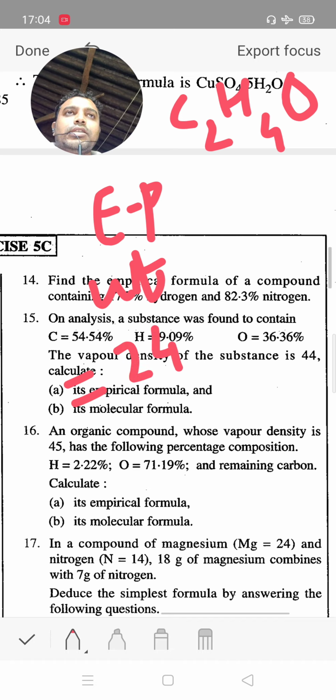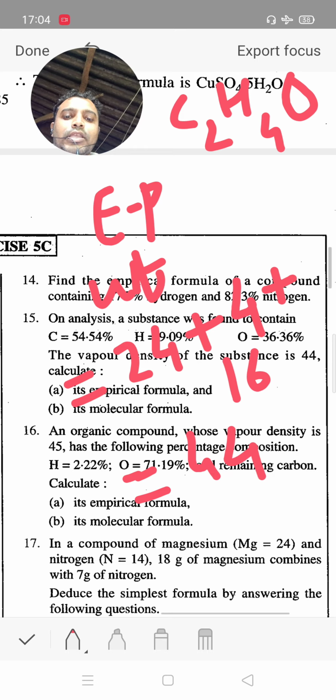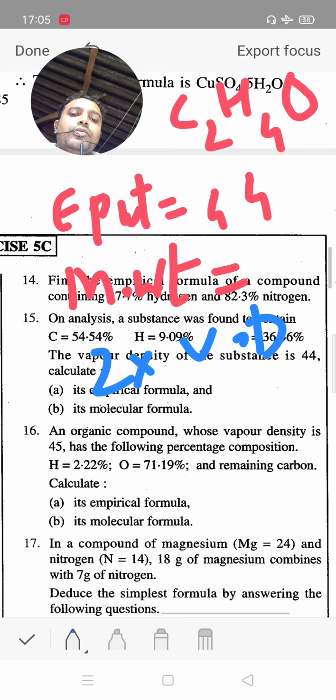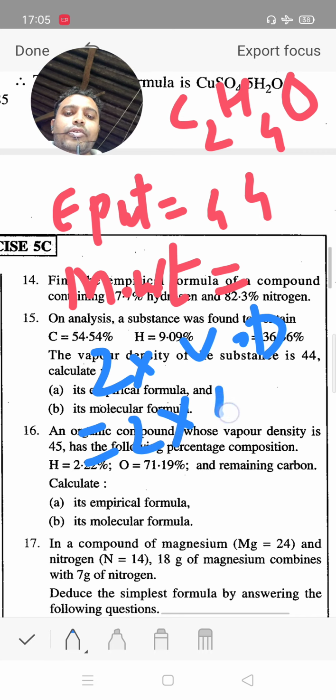2 carbon means 12 twos are 24, 1 into 4 is equal to 4, and 1 oxygen means 16. The empirical formula weight is equal to 44. Now the molecular weight is equal to 2 into vapor density. In this example the vapor density is 44, therefore molecular weight is equal to 88.